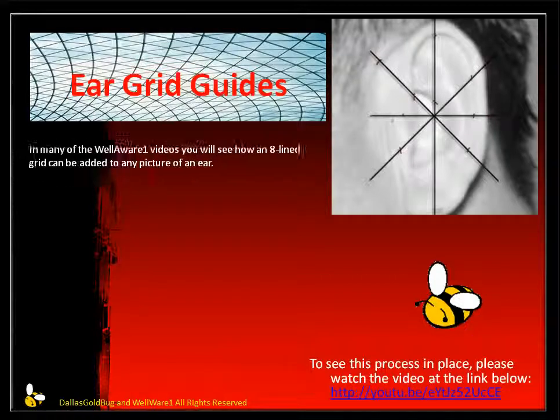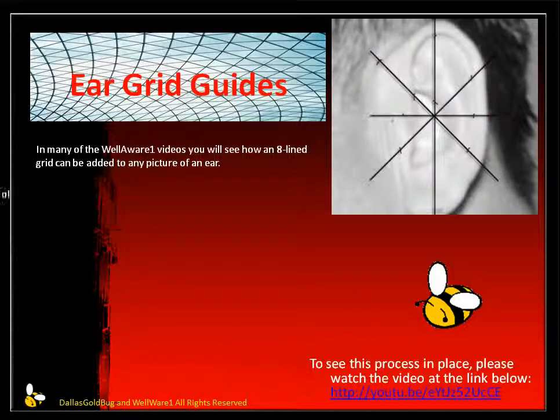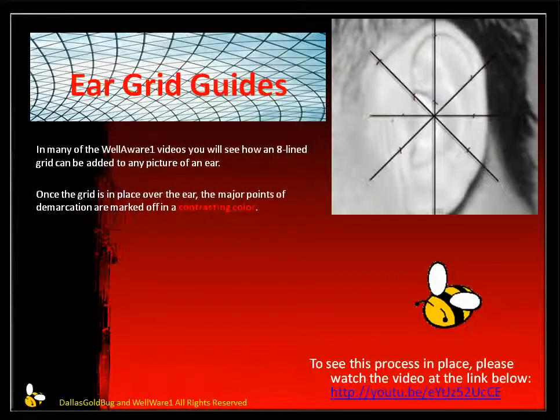In many of the Well Aware One videos, you will see how an 8-lined grid can be added to any picture of an ear. Once the grid is in place over the ear, the major points of demarcation are marked off in a contrasting color.